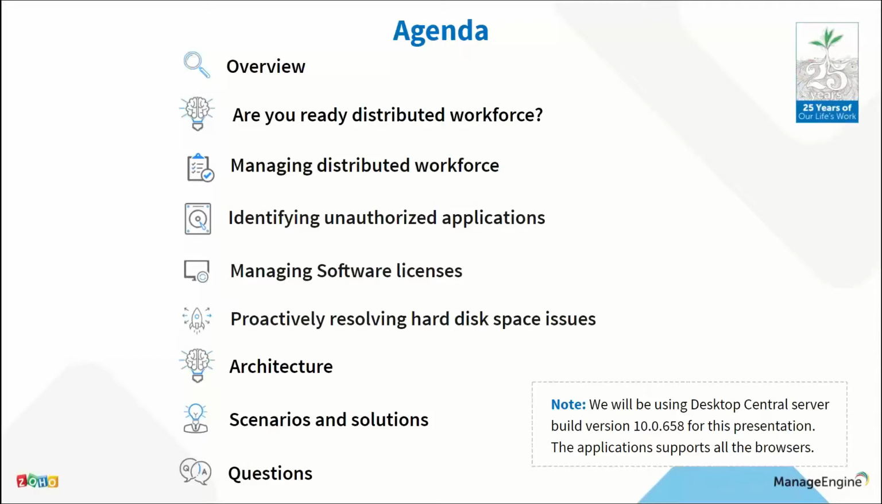And with regards to asset management, which is today's session, we will look at some scenarios, including how we can troubleshoot help desk tickets and how Desktop Central can help you with daily admin activities. I've taken a couple of scenarios like troubleshooting system slowness, proactively resolving hard disk space issues, and identifying unauthorized applications, which is pretty interesting. And how would you identify it when it comes to a distributed workforce? And I've got some frequently asked questions.